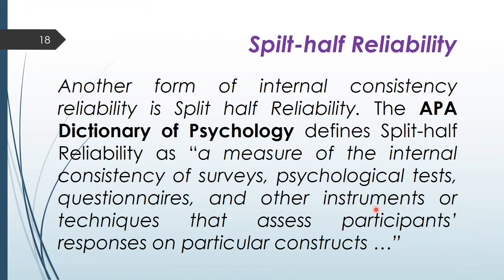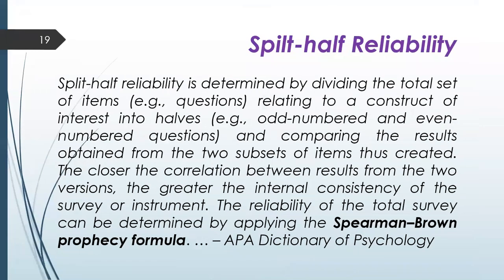Now, according to the APA, split half reliability is a measure of internal consistency of surveys, psychological tests, questionnaires, and other instruments or techniques that assess participant responses on a particular construct. So to them, it's a measure of internal consistency, or basically that is what it is, as you're going to see very soon. So it's another form of internal consistency, split half reliability. So what does it really mean?